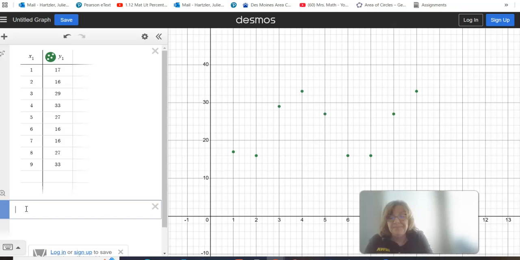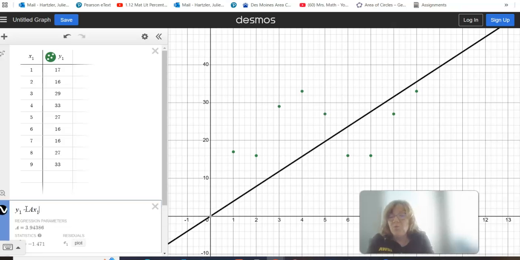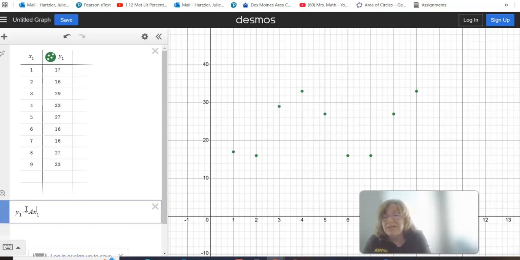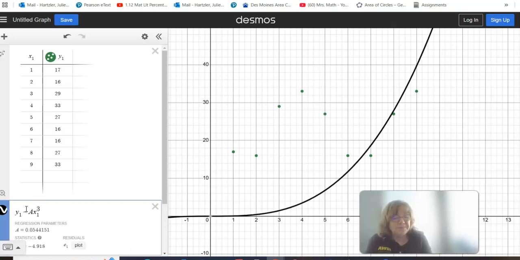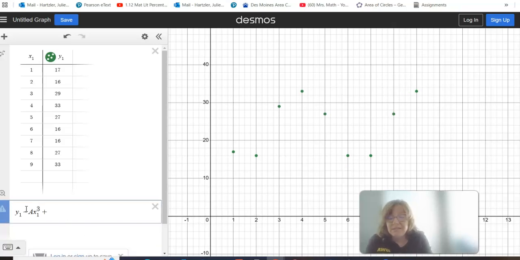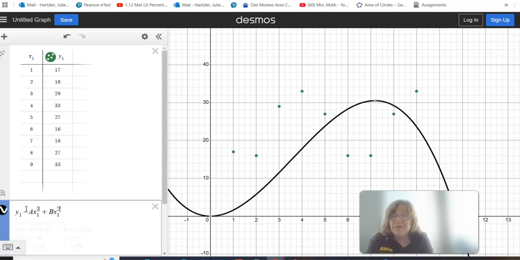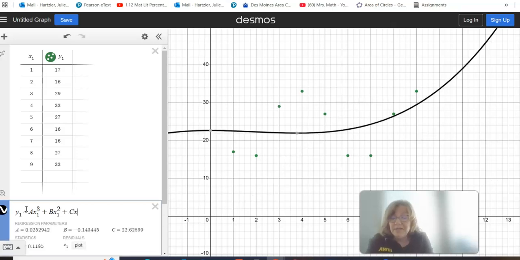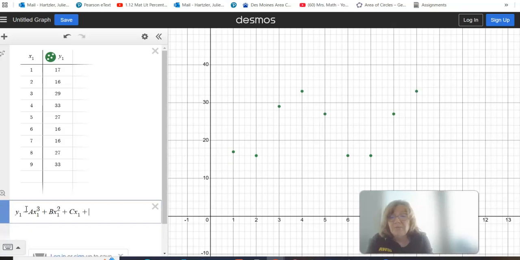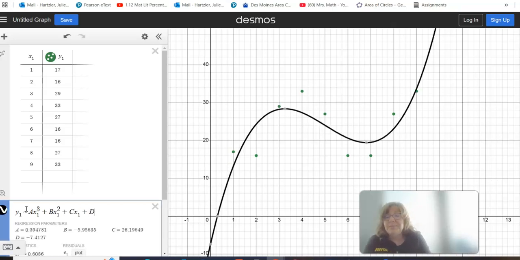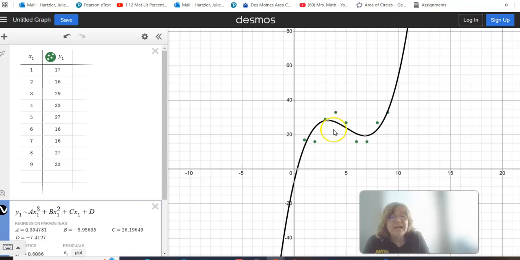So I'm going to come down here and go y1 tilde. I need an a with my x, but it has to be x1 because you want it to gather the data from the chart. And then plus b x1, but this time it would go down a power, squared. This is going to be a polynomial function, nice and curvy, plus c x1, and then plus d. Again, it's not going to be perfect, but it looks like it models it pretty well.